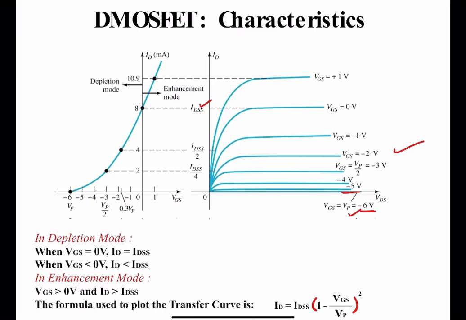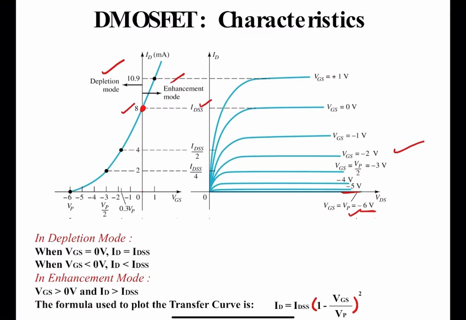In the transfer characteristics, at VGS equal to 0, drain current is denoted by IDSS. Here it is 8 milliampere. To the right of this, there is enhancement mode. To the left of this, depletion mode. In the transfer characteristics, you can see both the modes.